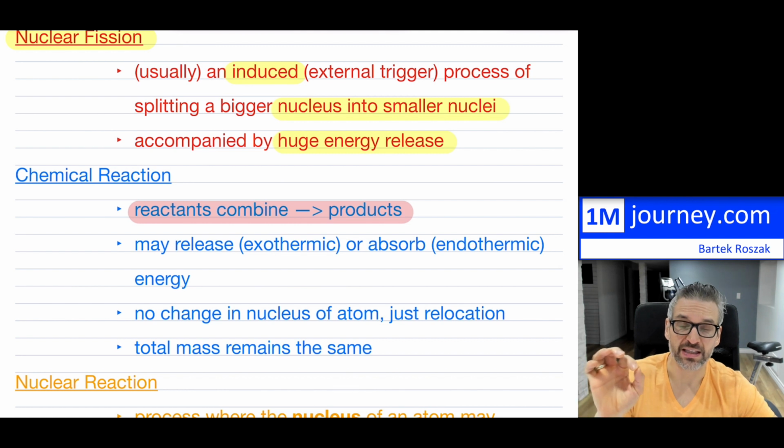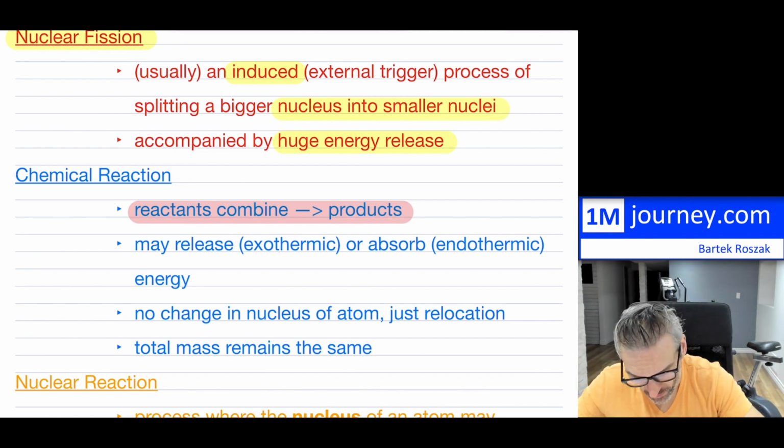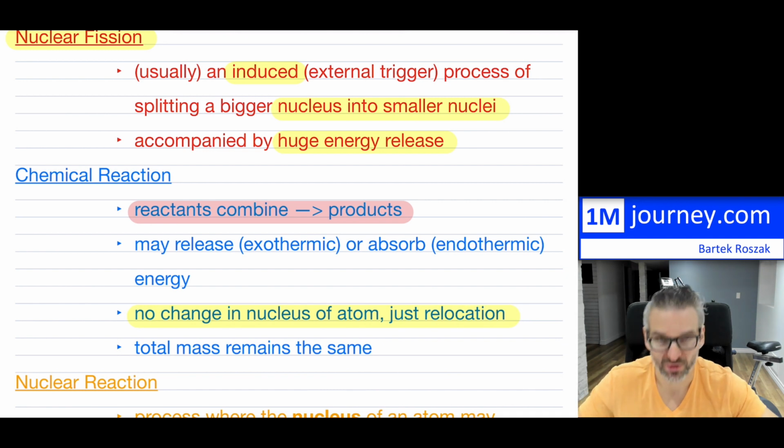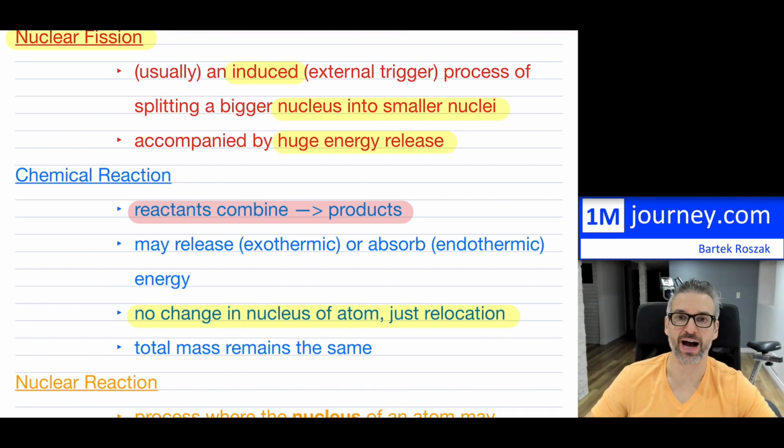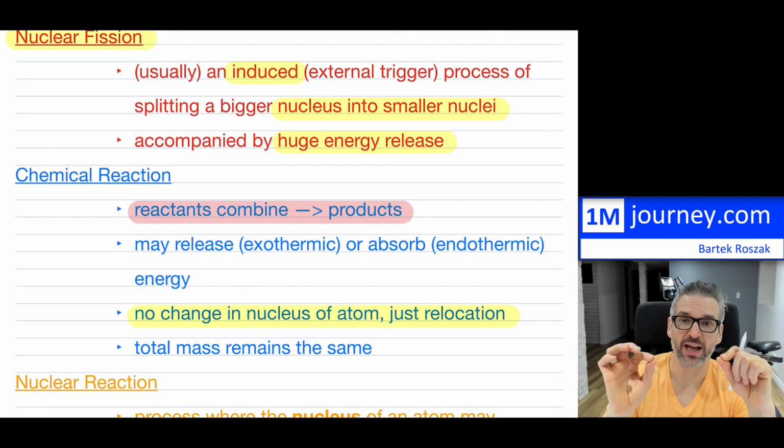Now, one of the key things within here, we'll jump to the item below there, is that there is actually no change in the nucleus of the atom. It just simply means that there are relocations happening within there, in terms of creation of bonds, changing of bonds, and so on. But the nucleus itself doesn't go through a change.